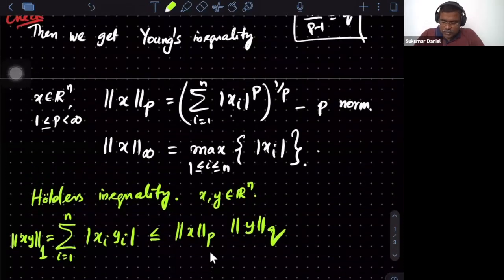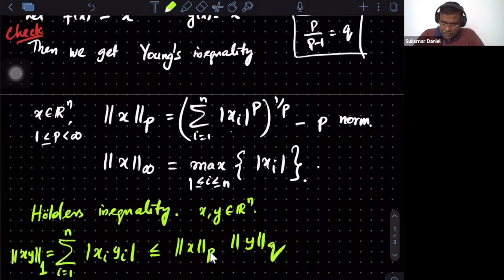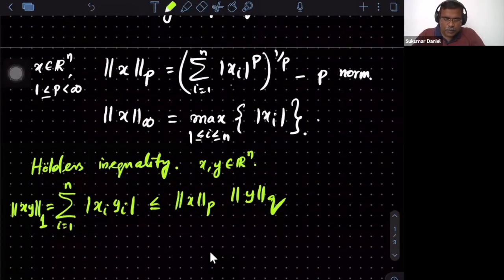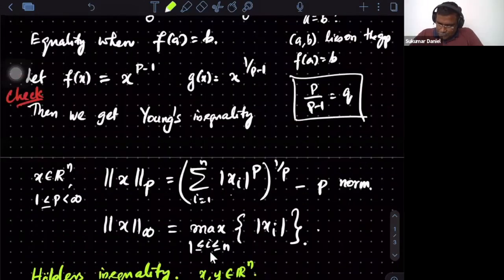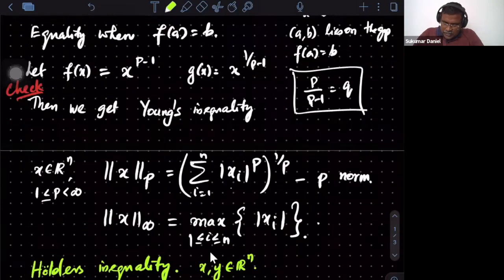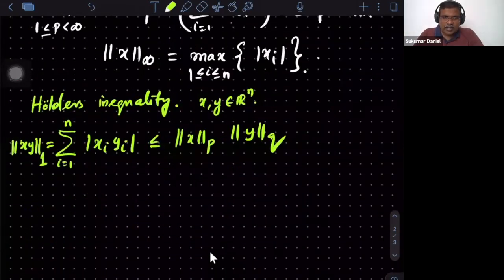Remember, so far, though I have defined this p norm and the infinity norm, we are yet to say that it is actually a norm. So we have not proved the triangle inequality. Keep that in mind. So this is just some expression, some function as of now. So it suggests that directly taking only xi's and yi's in Young's inequality will not work out.